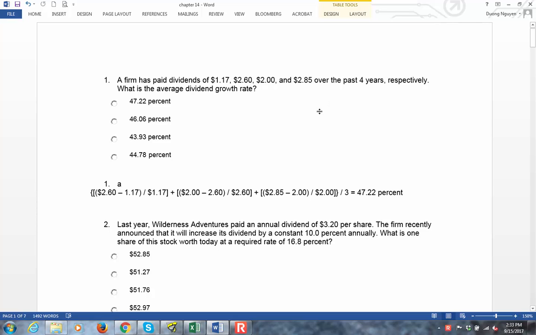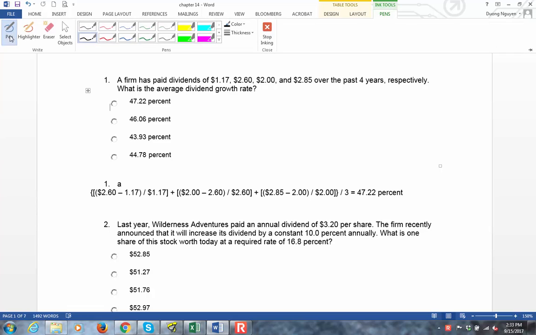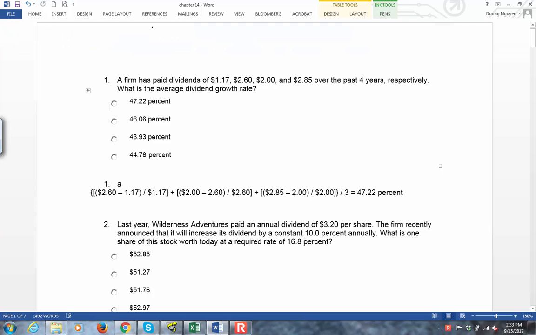Okay, for example, the growth in the first year, let me use the pen. For example, the growth in the first year would be: at the beginning of the year it is a $1.17 dividend. At the end of year 1 it is 2.6. So obviously the growth in the first year would be 2.6 minus 1.17 over 1.17.